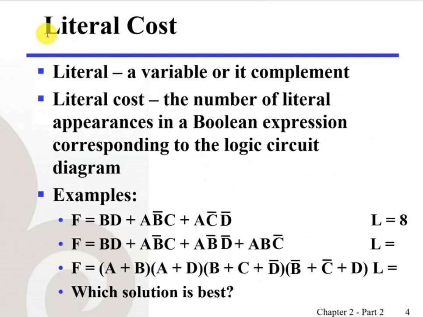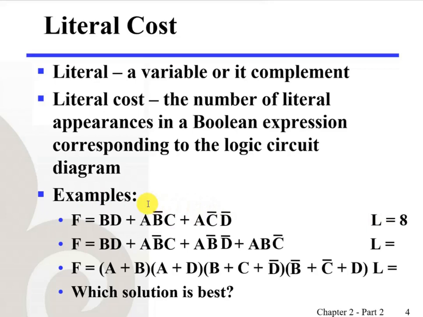Here, the first criterion is literal cost. So first, let's ask, what is a literal? Well, a literal is a variable or its complement in a Boolean expression. Then the literal cost is simply the number of literal appearances in a Boolean expression that corresponds to the logic circuit diagram. For instance, here in the first example, we have 8 literals for this given Boolean expression. L is equal to 8.